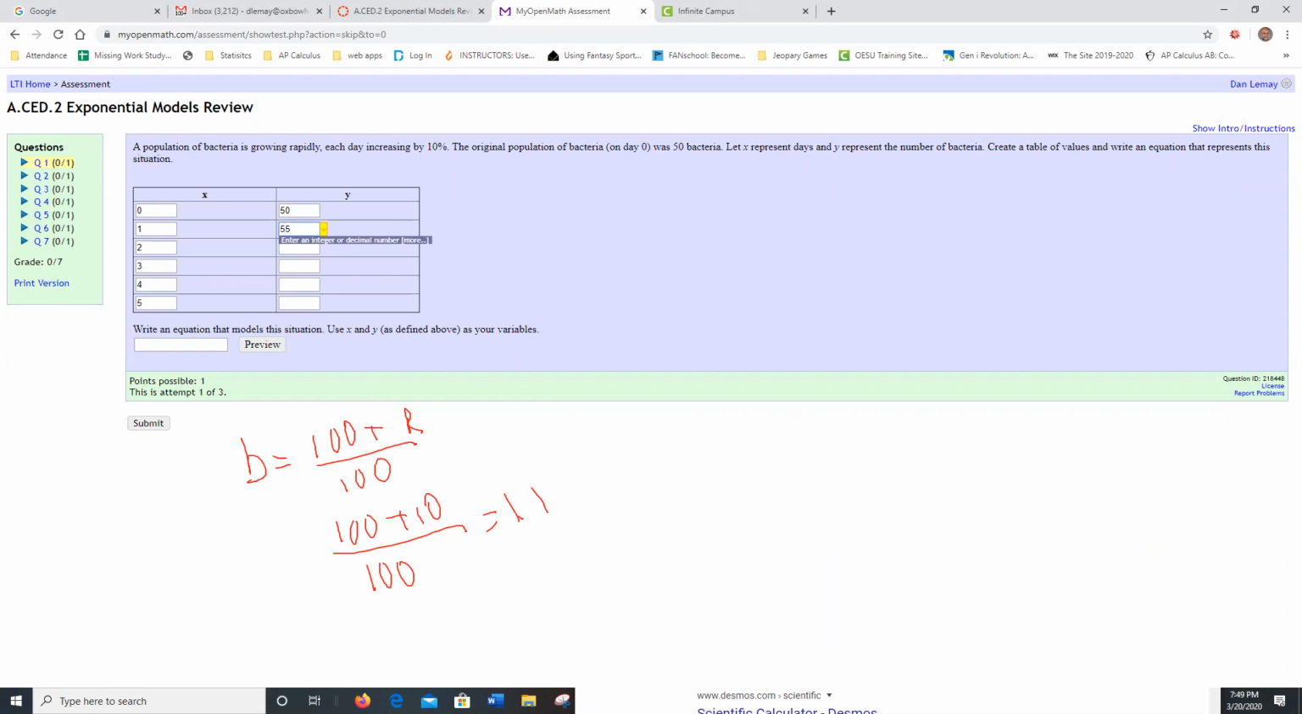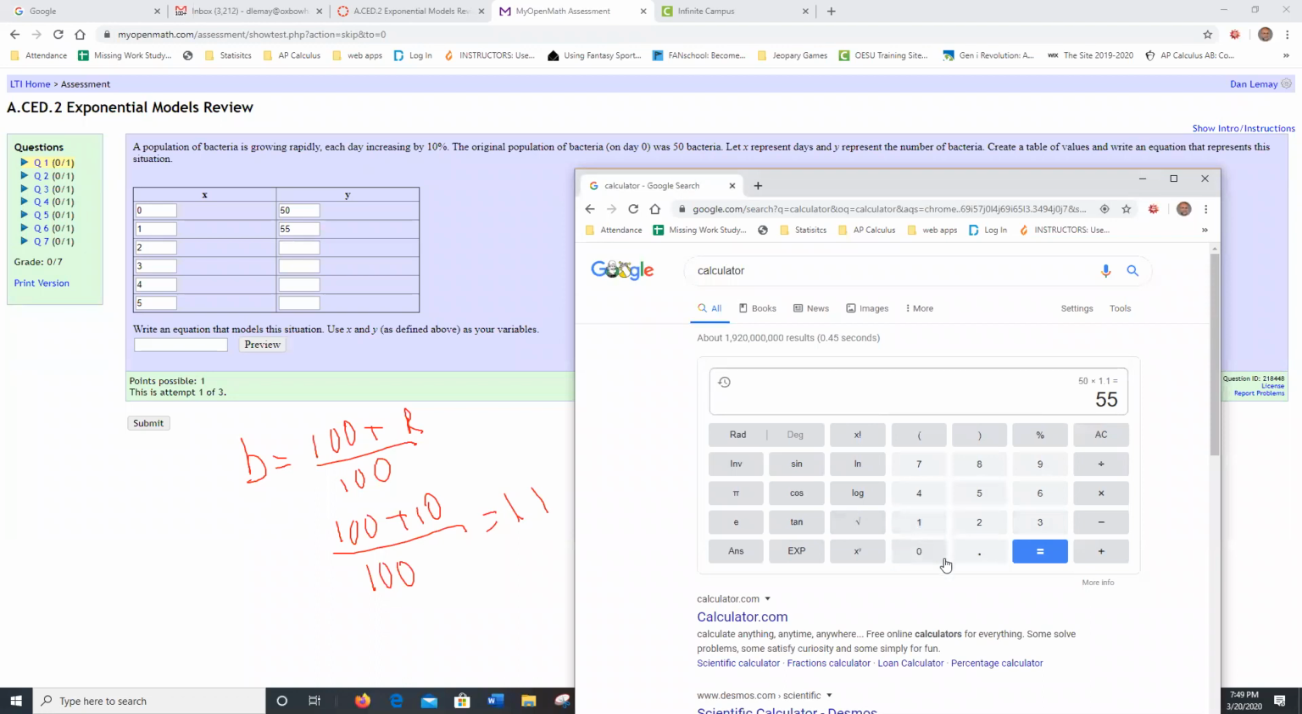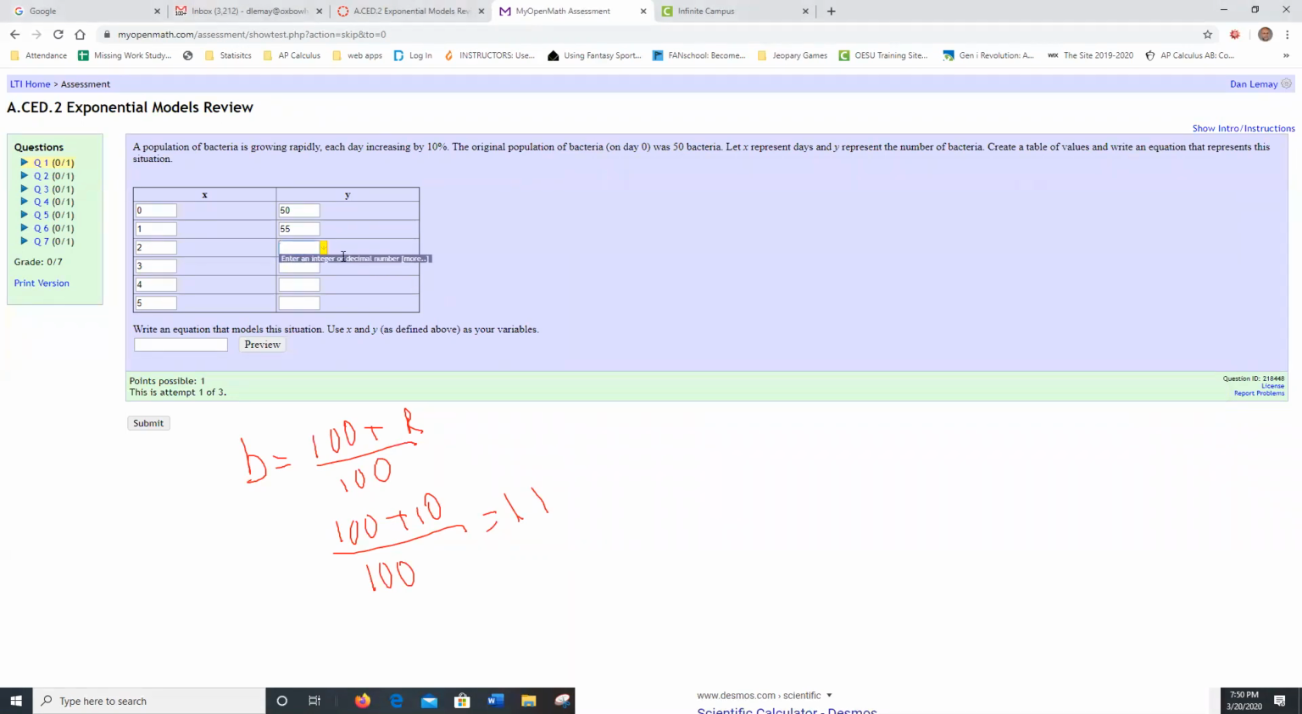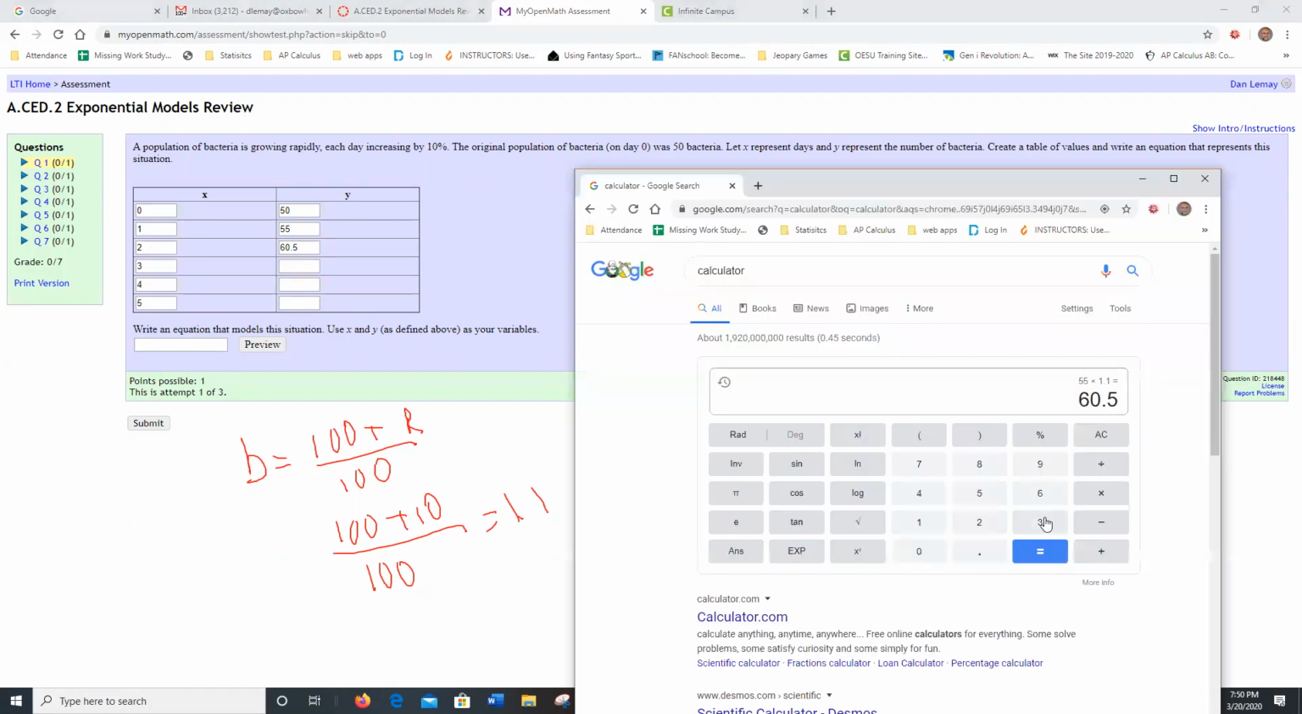Now I'm going to hit times. My calculator will just take the last answer times 1.1, and that's up to 60.5. They aren't saying to round, and it's a little bit more than 5 because it's exponential growth. Then I'll do that last answer times 1.1 again, and that's 66.55.